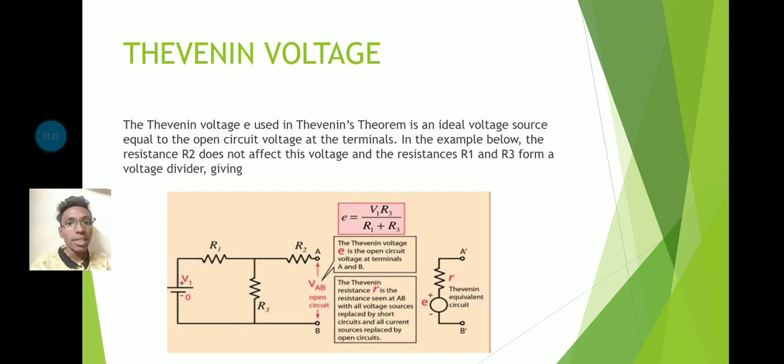Now we see the Thevenin's voltage. The voltage E used in Thevenin's theorem is an ideal voltage source equal to the open circuit voltage at the terminals. In the example below, the resistance R2 does not affect this voltage, and resistances R1 and R3 form a voltage divider, giving E equals V1 R3 by R1 plus R3.